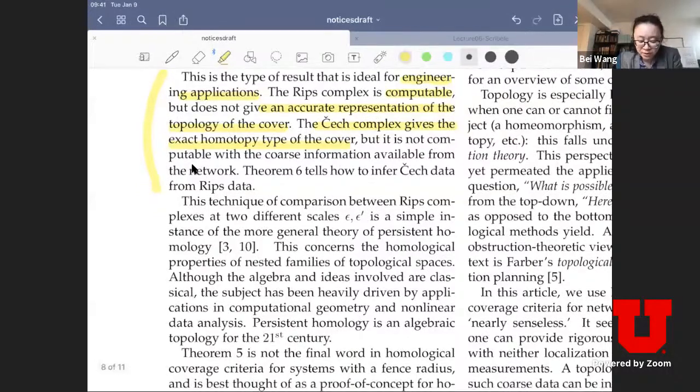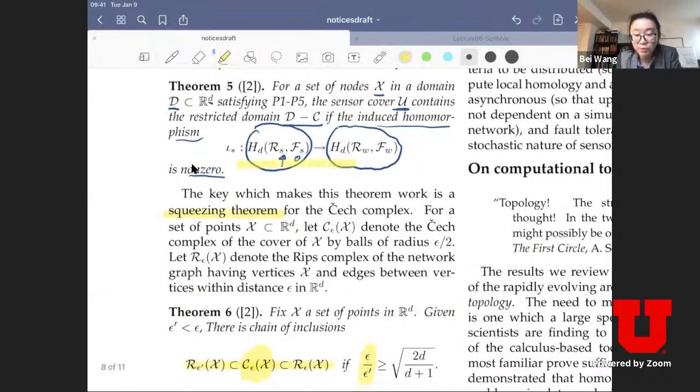Then it moves on to say this sort of nesting behavior at different scales is really a result of persistent homology, okay? And it concerns homological properties of nested families of topological spaces, okay? So essentially, we are going to come back to this kind of mapping between homology groups in a later part, when we go into the theoretical foundation of persistent homology, right?